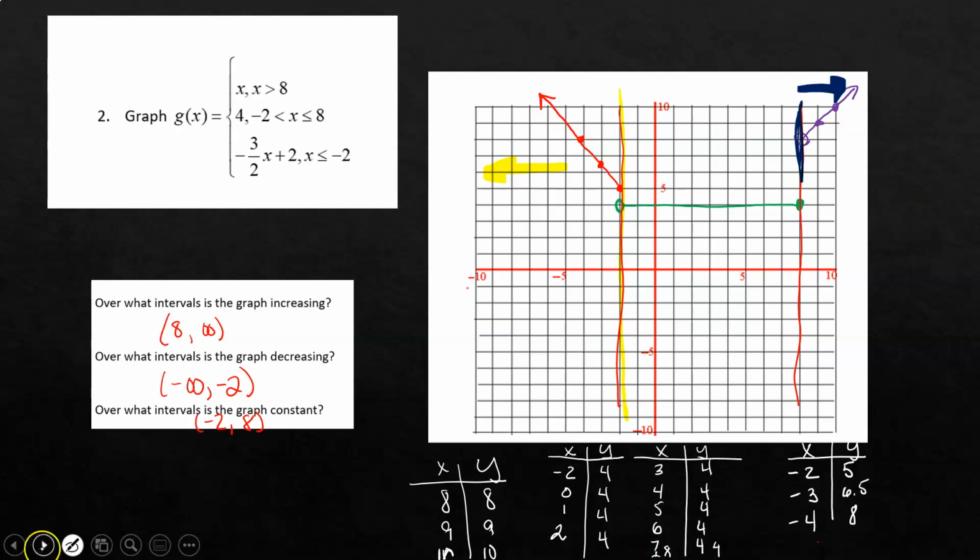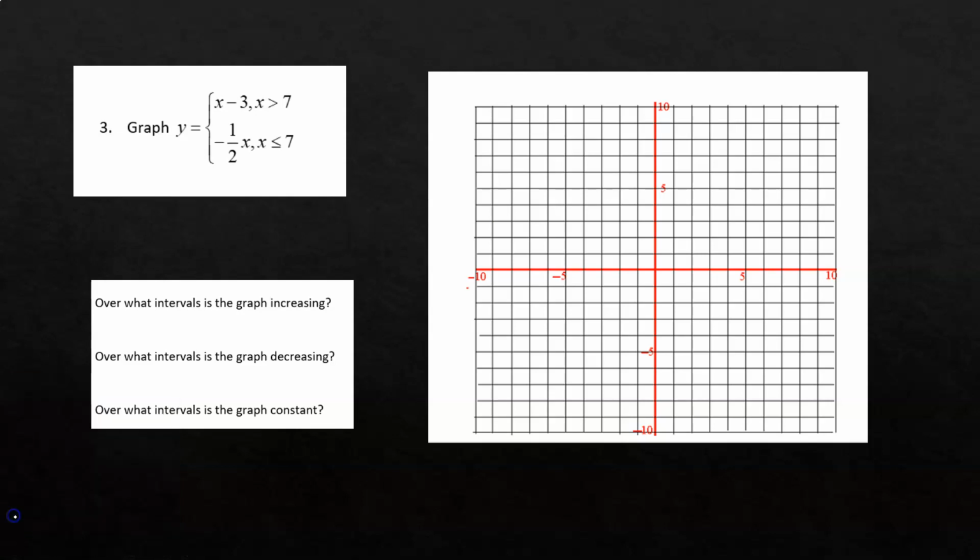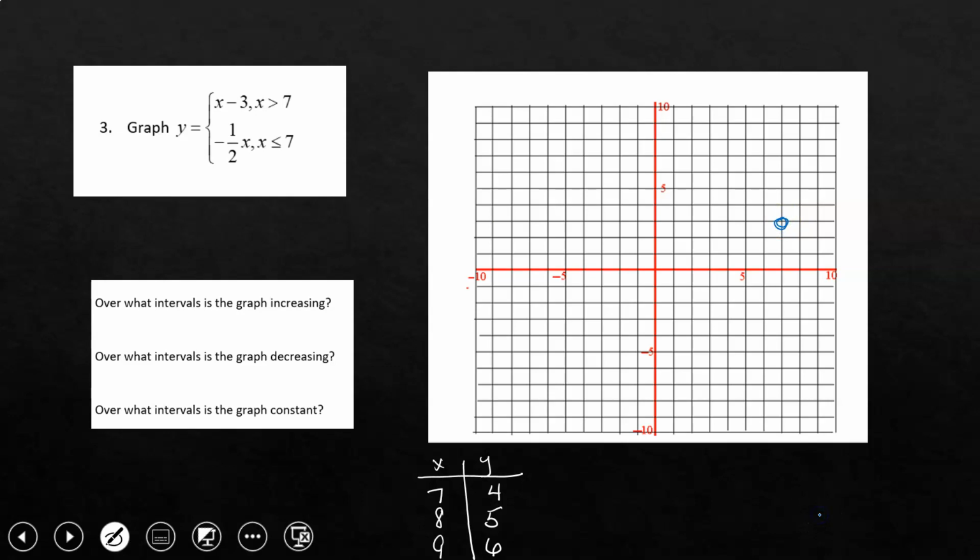All right, let's do one more. All righty. So the graph of y equals x minus 3 for all the values where x is greater than 7. So we have 7, 8, and 9. 7 minus 3 is 4. 8 minus 3 is 5. We're going to plug that in. 9 minus 3 is 6. So we're going to draw that. So we're going to start at 7, 4, and it's going to be an open dot. Then we're going to plot 8, 5, and 9, 6.